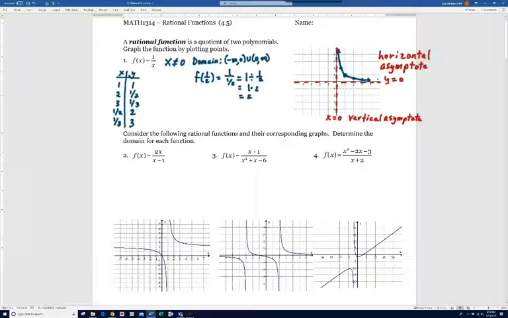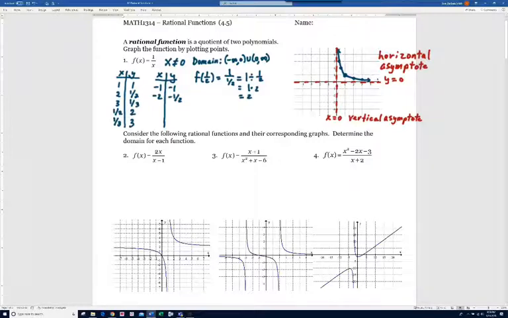Now, what about on the other side of the vertical asymptote? On the left side, what if we have negative values of x? Let's go ahead and make a table. So if we plug in -1, f of -1 would be 1 over -1, which would give us -1. And if you plug in -2, you would get -1/2. So you can see what's happening here.